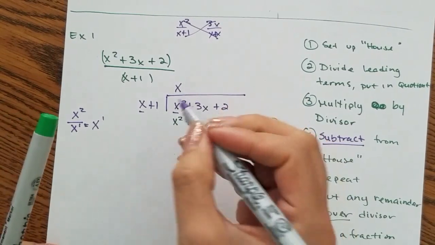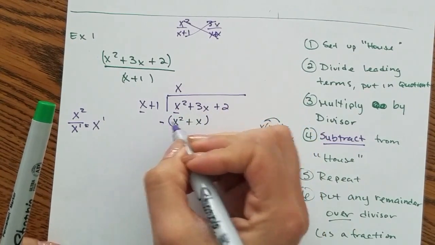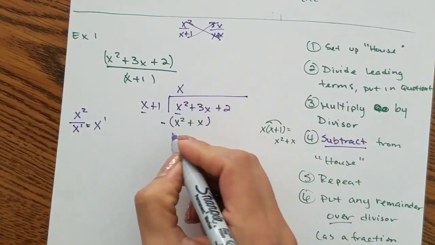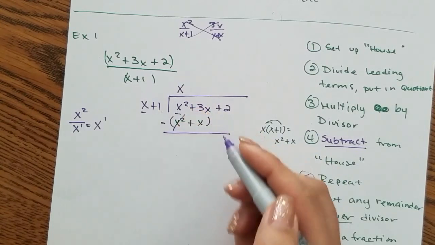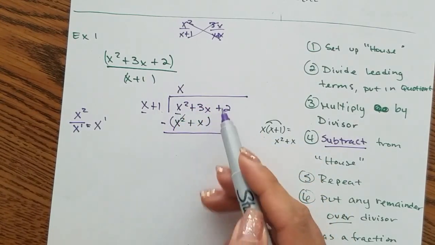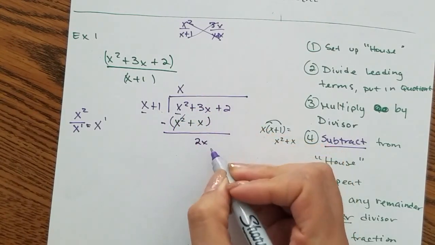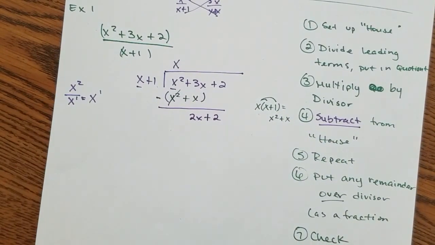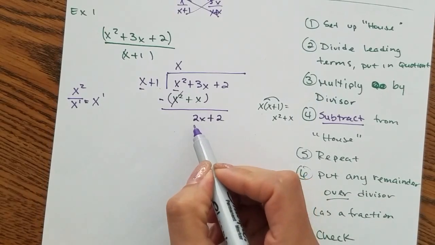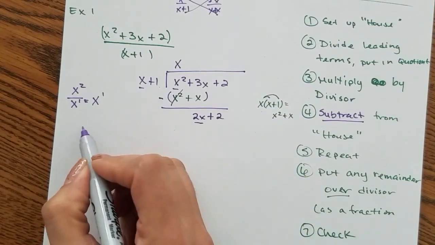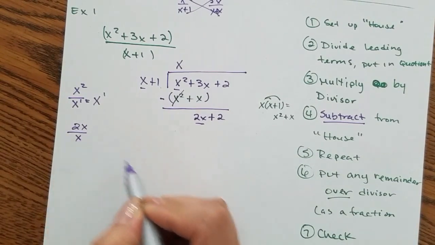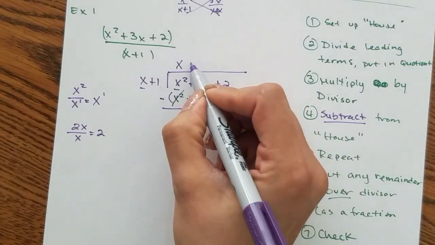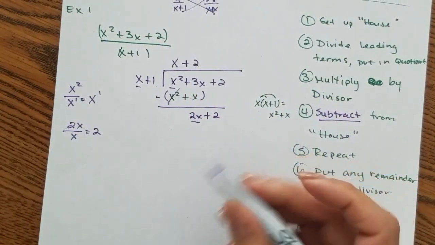However, we are going to subtract that, which means it's going to change our sign. So x squared minus x squared is 0. We cancel that out. And then we have 3x minus x is going to give us 2x, and then the 2 is going to come down. So then we just repeat those steps. We now have a new leading term. Our new leading term here is 2x. So we have 2x divided by x. The x's are going to cancel, and we're going to have a 2 here. So positive 2 on top, and now we're going to multiply that again.